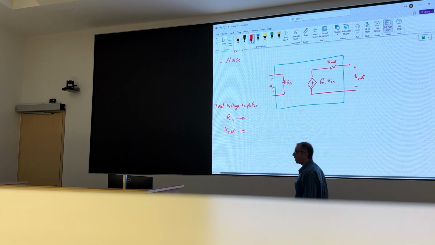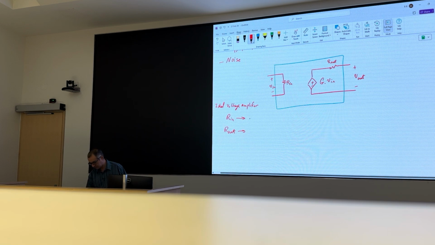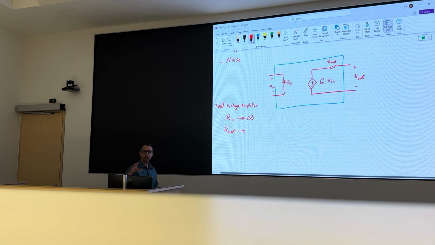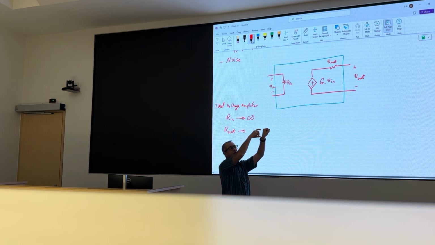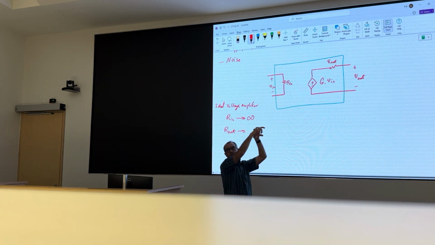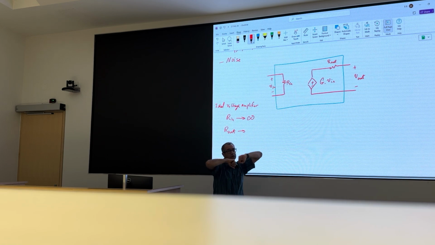So what should be the R in for an ideal amplifier? First one. You want it to be open circuit, right? If your source should not know that I'm touching it, well, I should not draw any current. I should touch it with an open circuit. Infinite input resistance. What about R out?